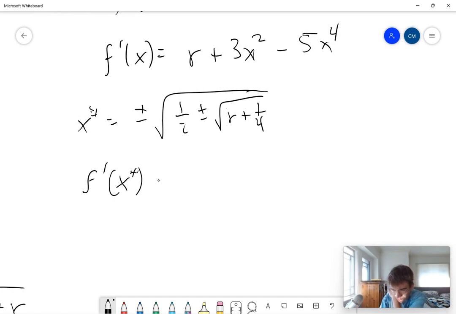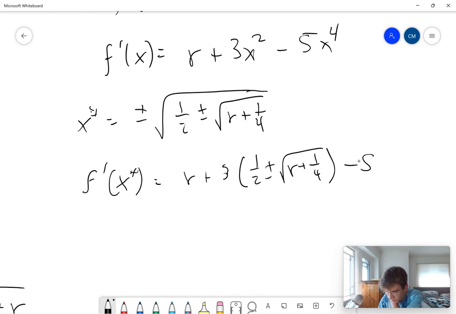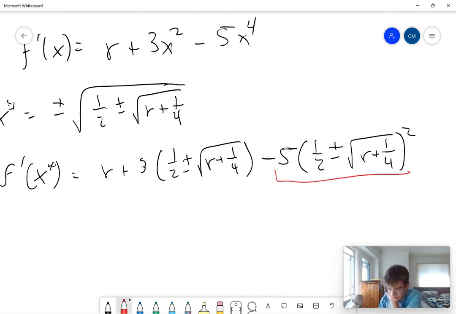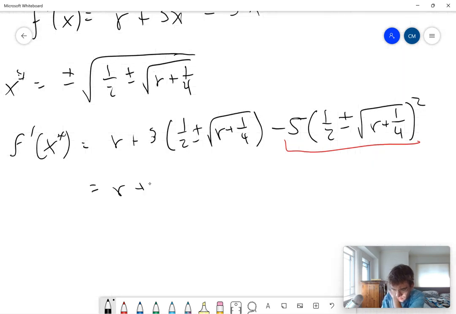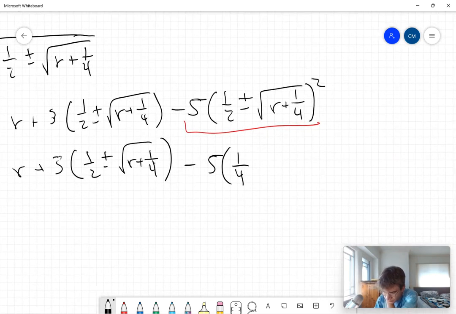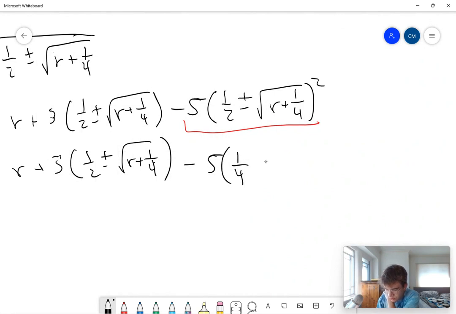So plugging this value in, I'm going to get r plus 3 times 1/2 plus or minus the square root of r plus 1/4, minus 5 times 1/2 plus or minus the square root of r plus 1/4, squared. Now I'm going to expand this term. So we're just going to have 1/4, and then because it's a perfect square, the plus or minus will be preserved, and the 1/2 will add to be 1, and we'll just have a plus r plus 1/4 here.